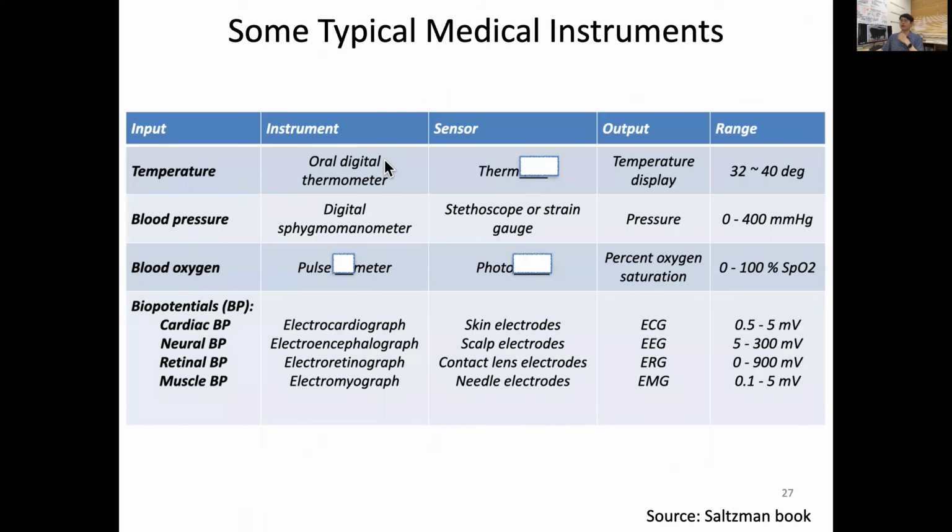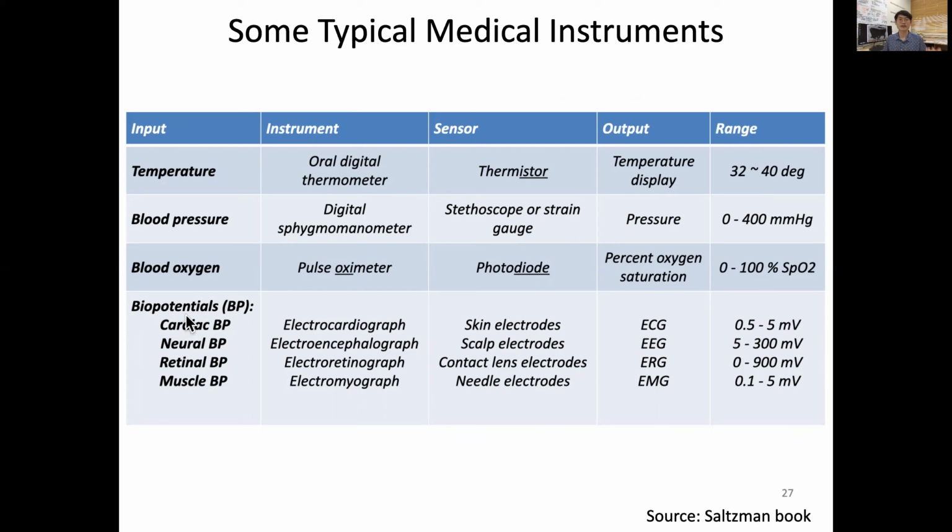Now I want to summarize typical medical instruments with examples. For temperature, I showed an oral digital thermometer, which uses a thermistor as a sensor, and the output gives a temperature within the range of 32 to 40 degrees. For blood pressure, a simple one is a digital sphygmomanometer, and the sensors are a stethoscope or strain gauge, and the output pressure is 0 to 400 millimeters Hg. For blood oxygen, we use a pulse oximeter, and that sensor is a photodiode, which gives a percent oxygen saturation from 0 to 100%.